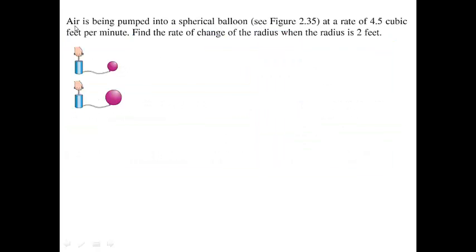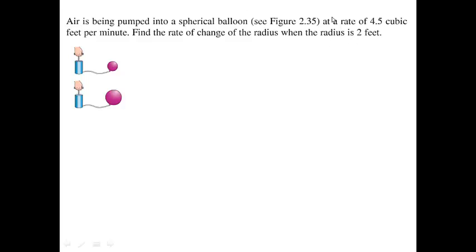Here's one more problem that we'll do together. Air is being pumped into a spherical balloon at a rate of 5.5 cubic feet per minute. Find the rate of change of the radius when the radius is 2 feet. Seems kind of like gibberish right here. Find the rate of change of the radius. Okay, so what we're trying to find is dr/dt when r is equal to 2. Can you see that? All right.